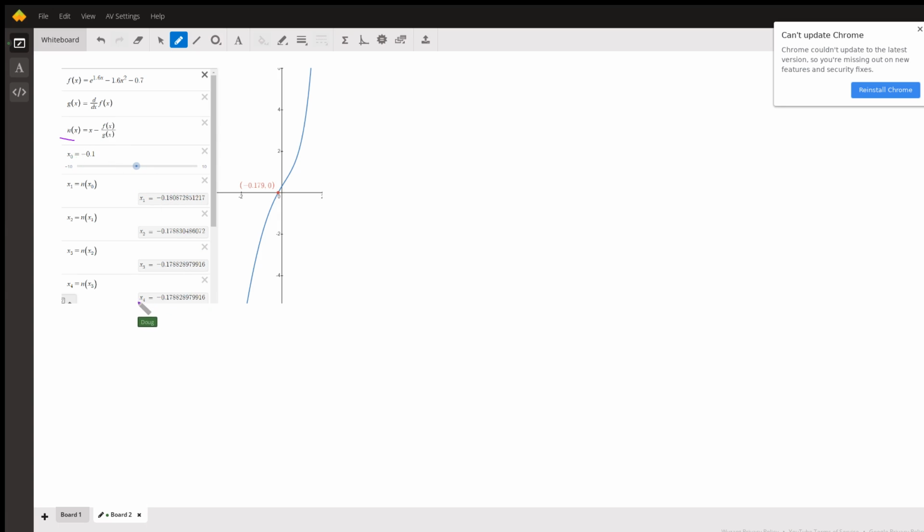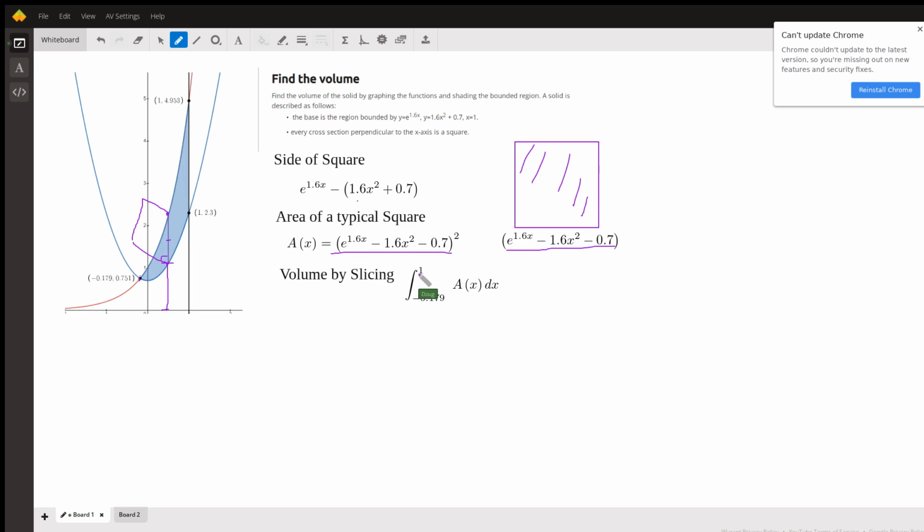And you can see we could actually get a value for the x-coordinate of that point of intersection that's much more precise than this negative 0.179. Okay, but there you go. You have to use a calculator to evaluate this expression, where A of x is equal to this rather complicated looking expression there. There you go.